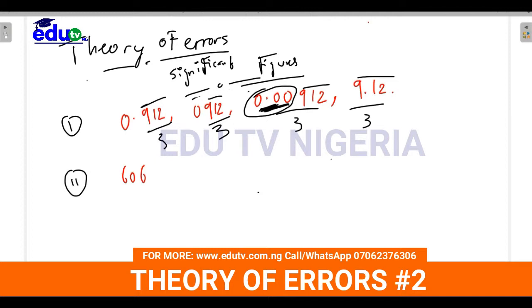Okay, significance, SGF. And I'm going to give you another example. 60.007. Remember the rule? Zeros between non-zero digits are significant. So in 60.007, the zeros here are significant.